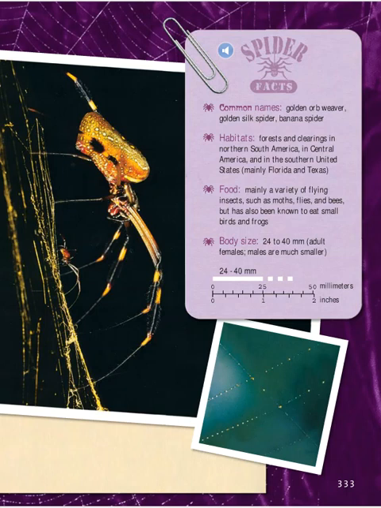Spider facts. Common names: golden orb weaver, golden silk spider, banana spider. Habitats: forests and clearings in northern South America, in Central America, and in southern United States, mainly Florida and Texas. Food: mainly a variety of flying insects, such as moths, flies, and bees, but it has also been known to eat small birds and frogs. Body size: 24 to 40 millimeters. Adult males. Females. Males are much smaller. So there's a little scale that shows you exactly how big that spider would be.